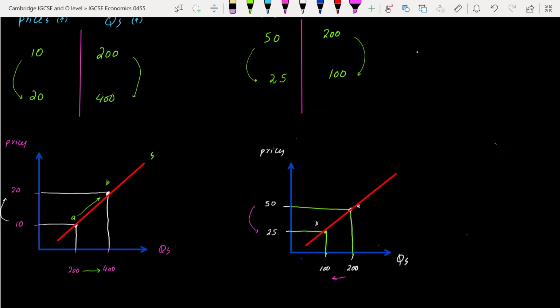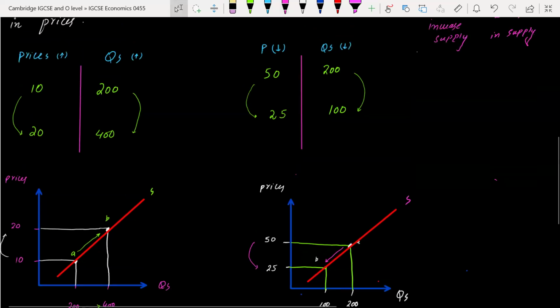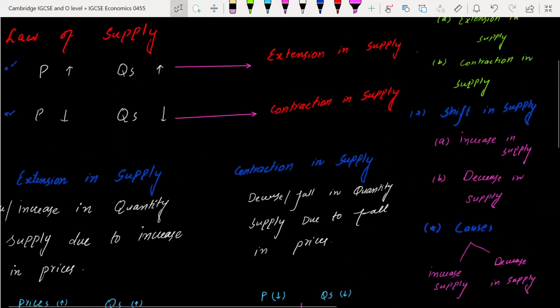In both cases, whether there is extension or contraction, the supply curve will be upward because there is a positive relation. So I will write down supply curve, and now you can check that it's contracted, means moved from A point to B point, means from 200 to 100. It was all about extensions and contractions.